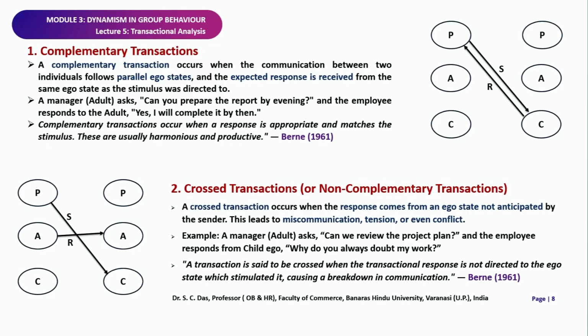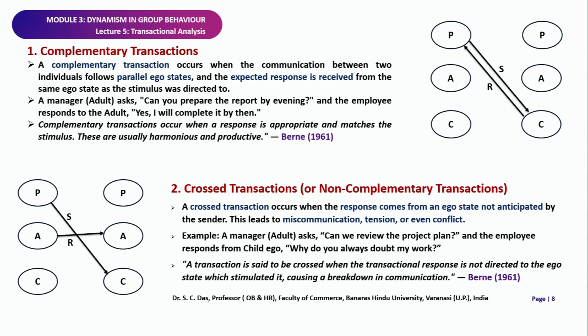Cross transactions, non-complementary transactions. A cross transaction occurs when the response comes from an ego state not anticipated by the sender. This leads to miscommunication, tension or even conflict. Cross means just contrast. They have different types of ego. That means one person has child ego, another person has adult ego.